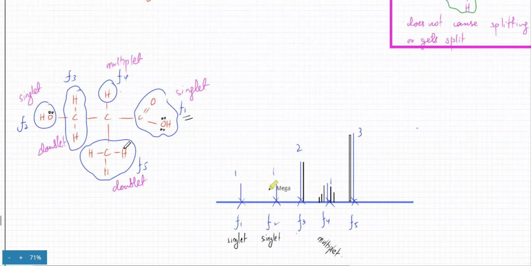So if you increase the external magnetic field, they would all resonate at a higher frequency, but the shape of the graph would still remain exactly the same. They would resonate somewhere else, but the relative distance, the relative chemical shifts, would still remain exactly the same. The idea clear, bhai?